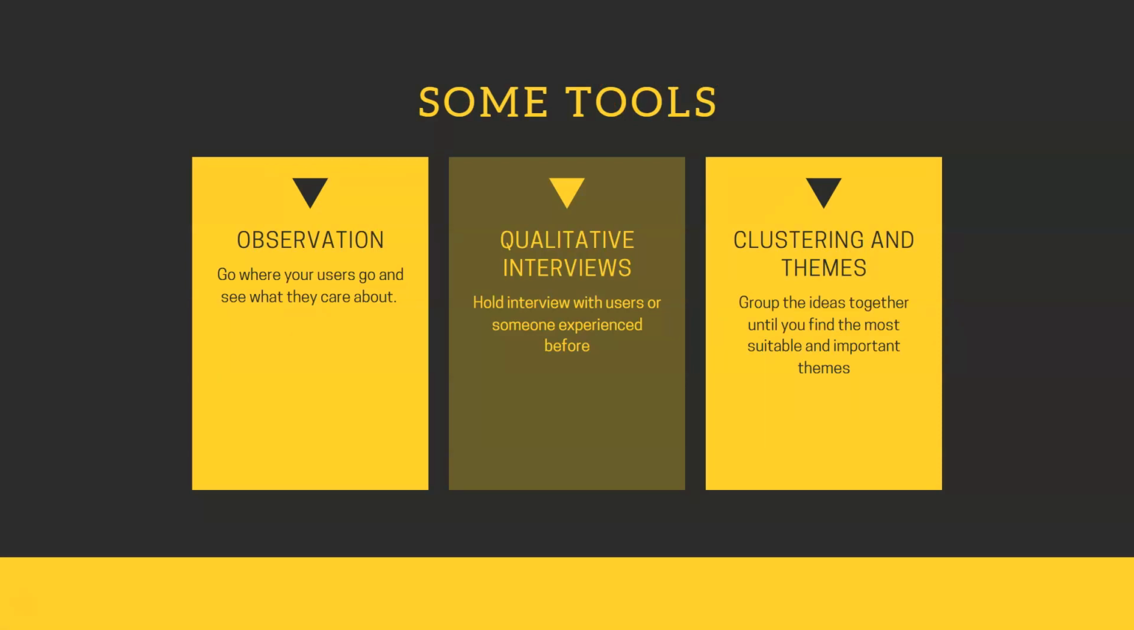Here are some tools that you can use to understand the problems. The first one is observations, where you go where your users go and see what they care about. This is more to experience by yourself what the user actually feels about the problem. So by wearing their shoes, you will have an idea how you can solve their problem.